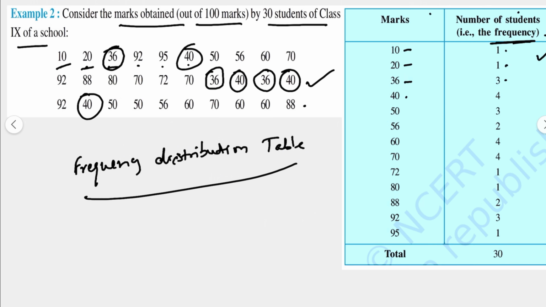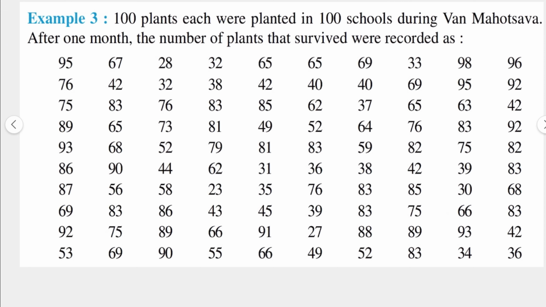This can be done with a medium sized data. Next we have example number 3. It says 100 plants each were planted in 100 schools during one Mahotsava. After 1 month, the number of plants that survived were recorded. So in 100 schools, 100 plants were planted in each school. That means the total plants planted is 100 into 100, that is 10,000, during a festival which is called one Mahotsava.